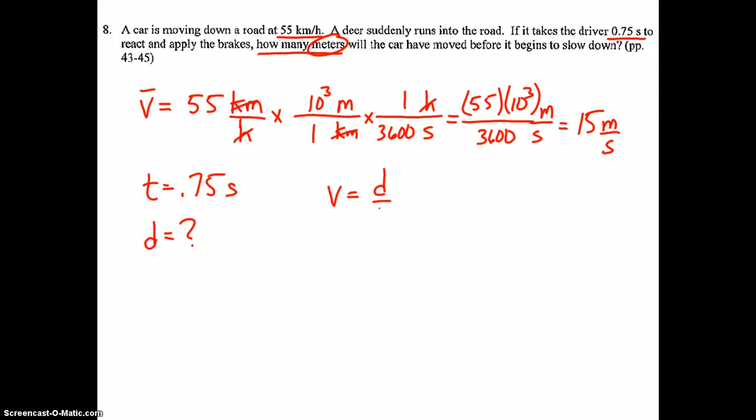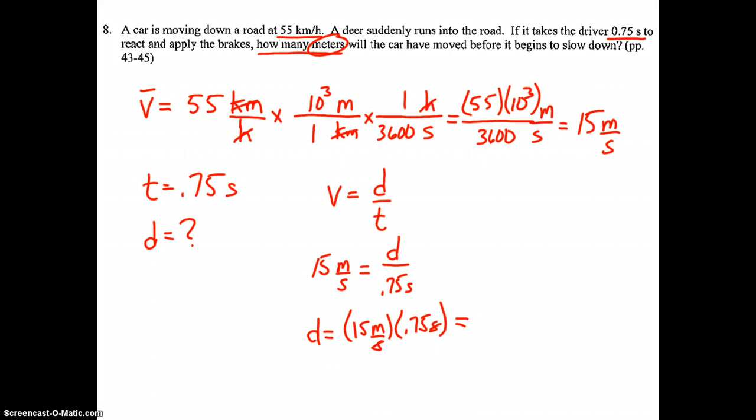Velocity equals distance divided by time. That's the equation that relates our 3 variables. 15 meters per second equals d over 0.75 seconds. So for d, we have to multiply both sides by 0.75. d equals 15 meters per second times 0.75 seconds. Seconds cancels. And when we multiply to 2 digits, we get 11 meters for our answer.